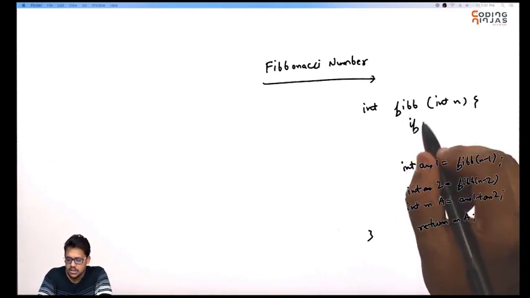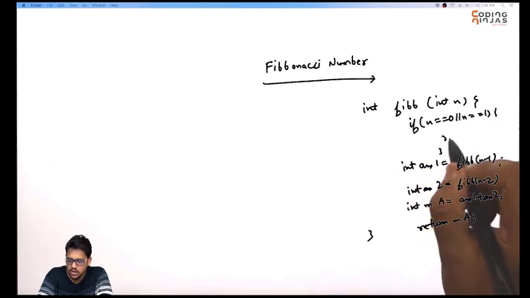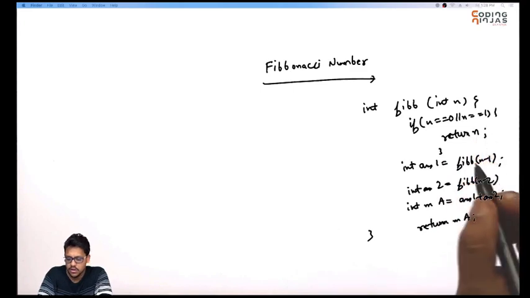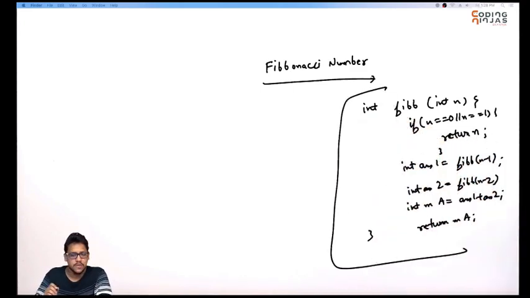And your base case is if n equal to 0 or n equal to 1, you will return n. So if it is 0, you will return 0. If it is 1, you will return 1. So this is the code. This is a recursive code for calculating the nth Fibonacci number, right?